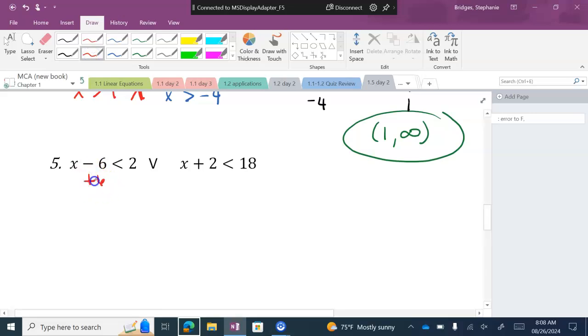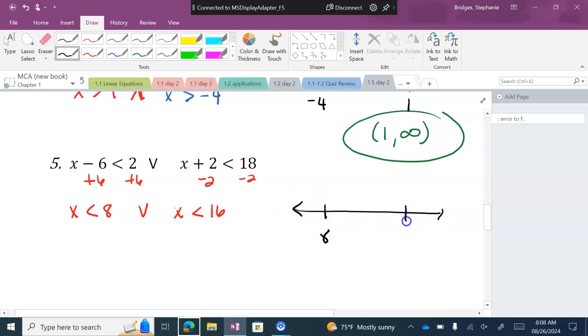If I add my 6 here, x is less than 8, or subtract my 2 here, x is less than 16. What's smaller? 8. Also, if you don't put your numbers in the right spot, that will completely mess up your answer too. Less than 8 is open and going to the left. Less than 16 is also open and going to the left.